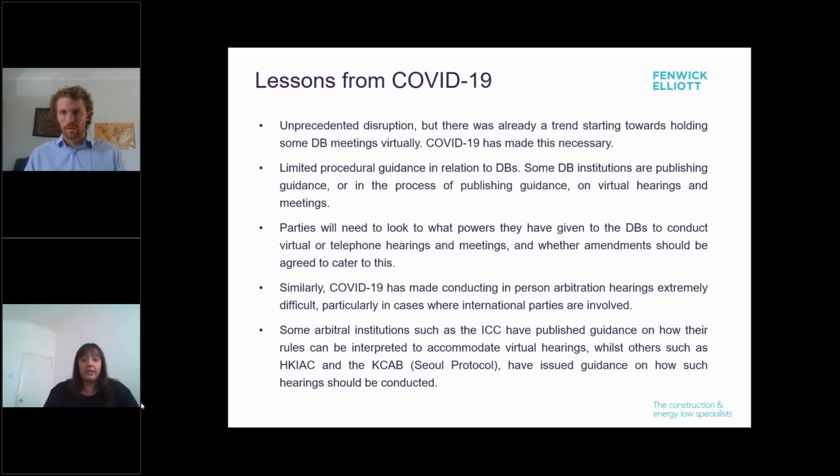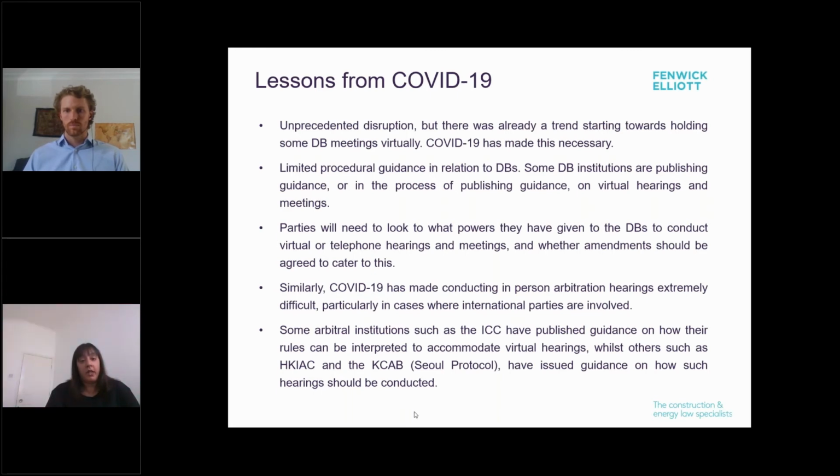COVID is an unprecedented issue, as people will keep telling us, with continuing effects. Construction projects have had to find ways to restart or continue working, often with very strict limitations on the movement of people in and out of sites. This has made conducting in-person site visits and hearings extremely difficult, and DBs and arbitral tribunals are having to adapt to a new way of fulfilling their functions.